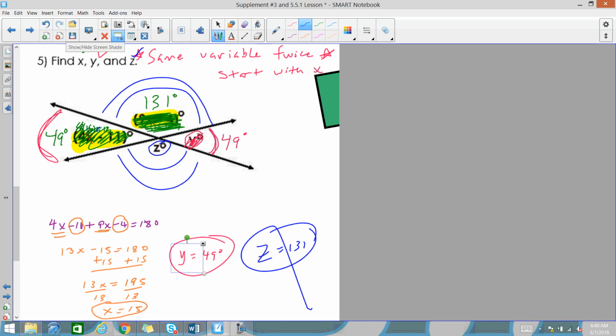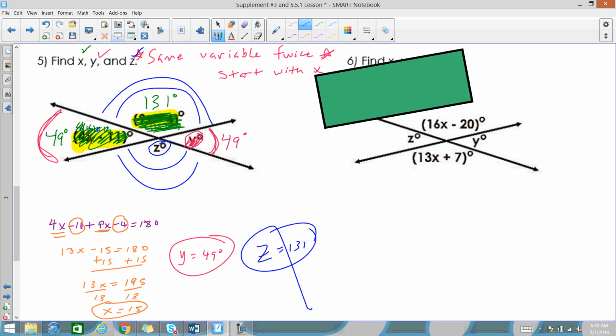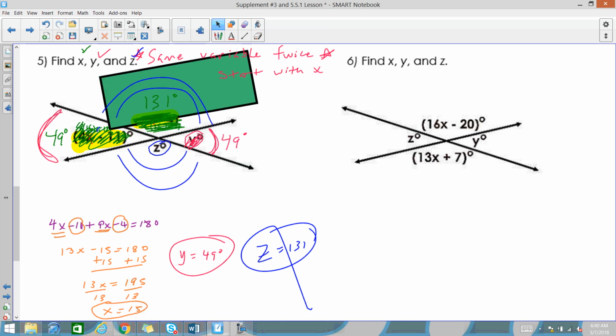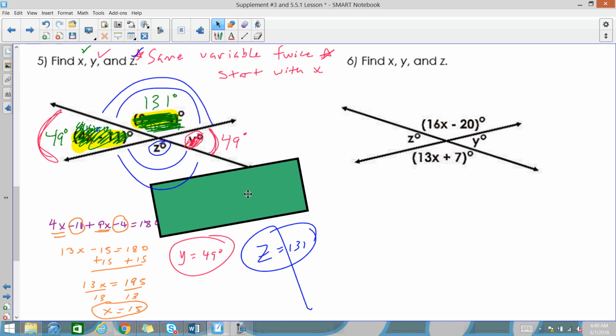All right? Great. So if you understood and you got those answers correct, let's take a look at this last problem. And I want you to try this without me. So pause the video. When you're done or you're stuck or whatever, start the video back up and let's see what happens.